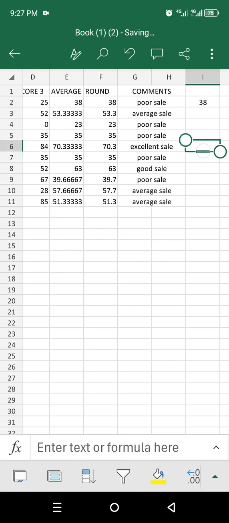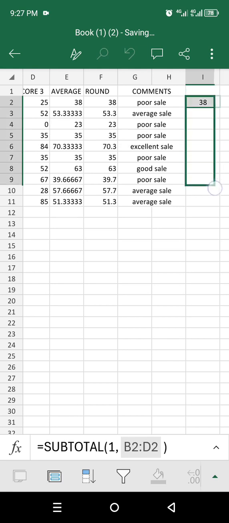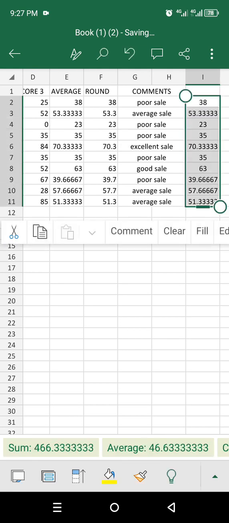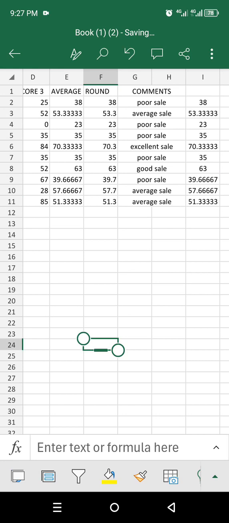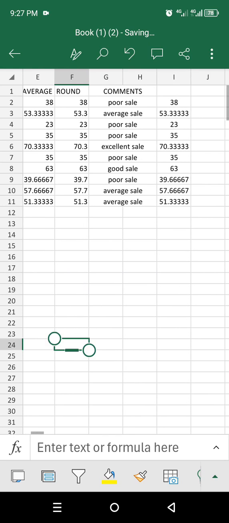Wow, you can see it gives us the same average. Now let us see what we get. Let's fill it and see whether every other one gives us that same average. Of course, we are having the value of the averages there, as you can see, the same average. But what is the difference between subtotal and using the average direct?